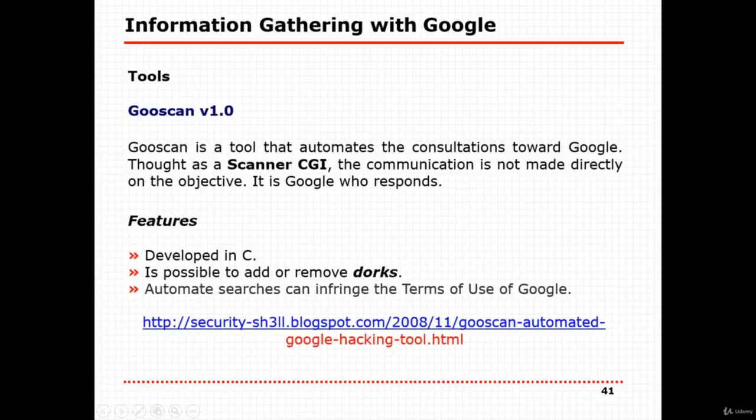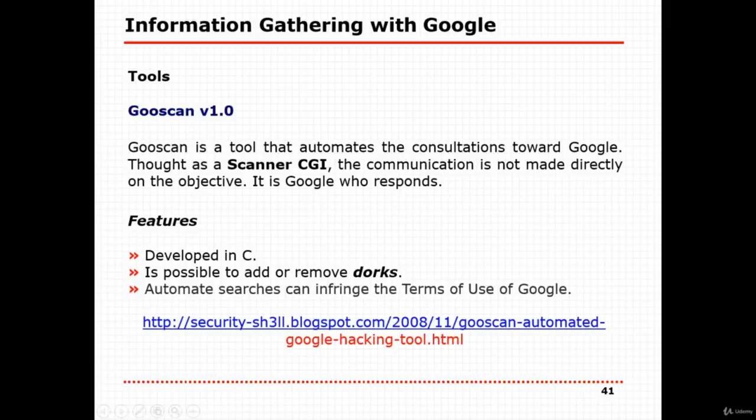So I'm going to tell you about some tools. These are for more information gathering, and these are GUI tools. So the first tool we have is GoScan v1.0. GoScan is a tool that automates queries towards Google, such as a scan or CGI, and the communication is not made directly on the website. It is a Google response feature, and automated search engines can use search terms from the user on Google.